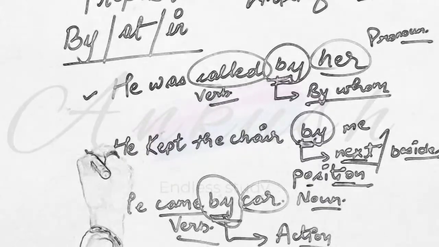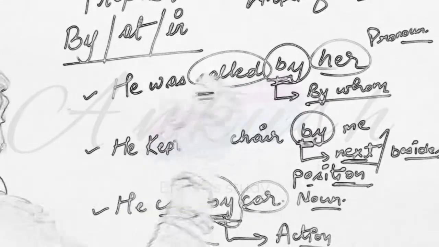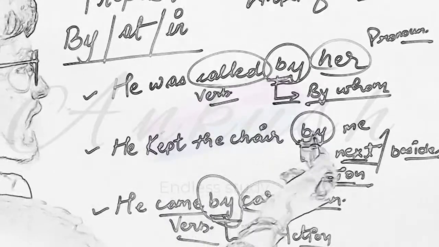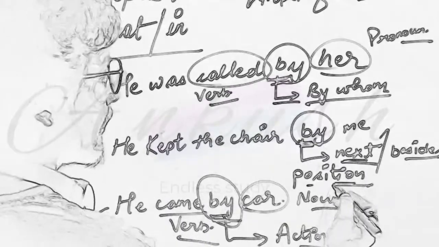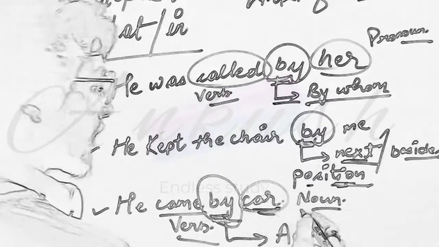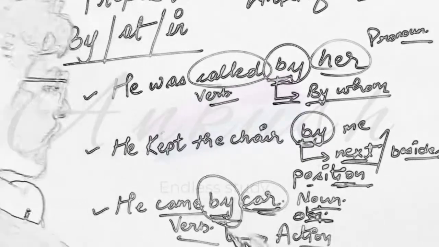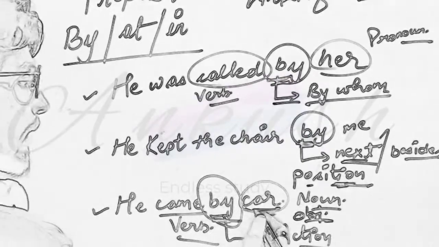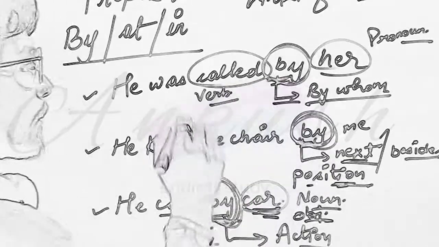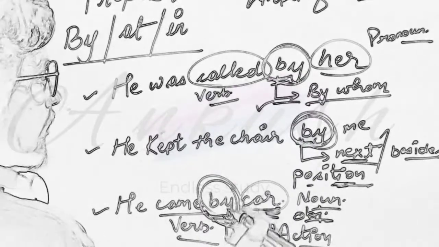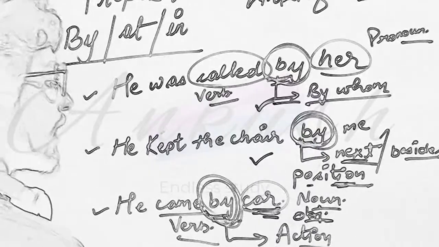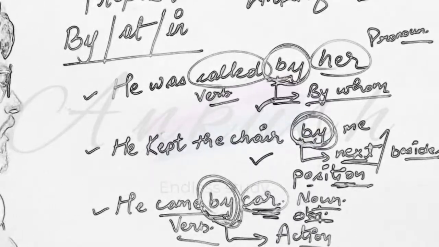So you can see these are the different uses of by. In he was called by her, by is linking and showing by whom the work is being done. He kept the chair by me, that is next or beside, so by is showing position. He came by car, means it's an object, and by is showing how you came. So it is by car. You can see in all the sentences by is acting as a linking word, but conveying different meanings. Somewhere it shows by whom the work is done, somewhere it shows position, and it also shows the action which is done by the doer.